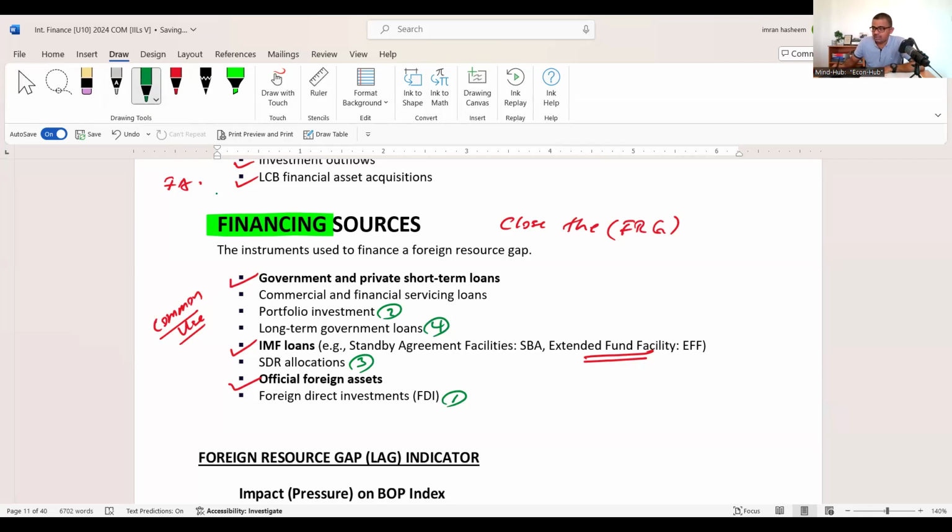Our last resort should be going for commercial loans. Going for what loans? Commercial loans. Because commercial loans involve a very high rate of interest, which is an extremely large burden for us. Right. Any questions?